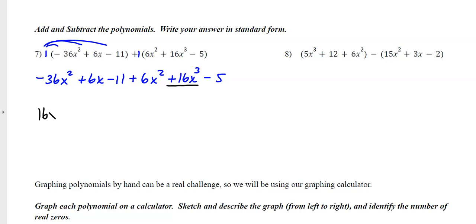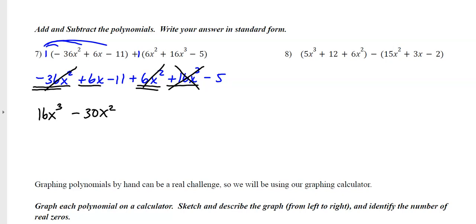So you're going to start me out. So you're gone. Now I have a couple x squareds. I have an x squared and an x squared. So negative 36, positive 6, that's going to be a negative 30 x squared. So now you two are gone.